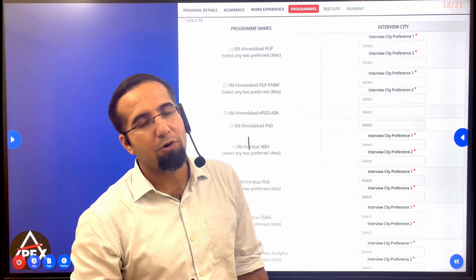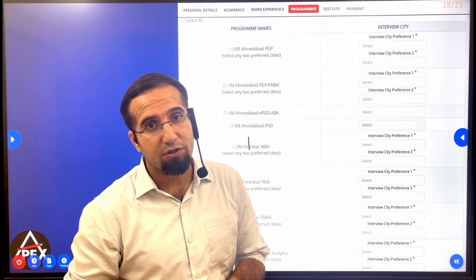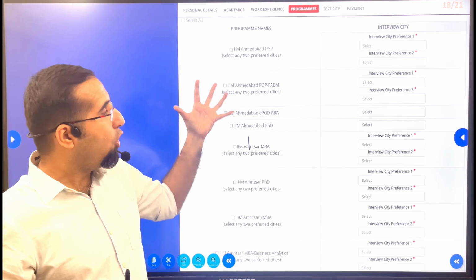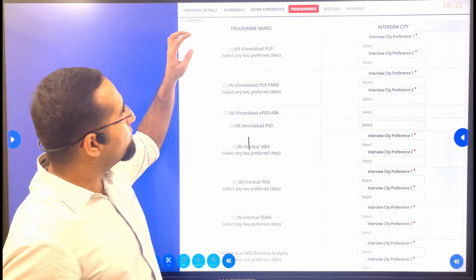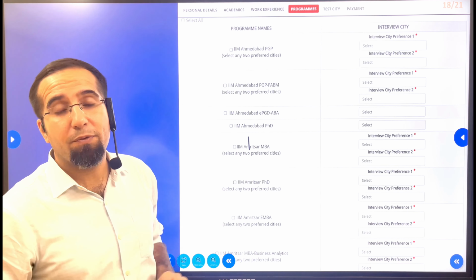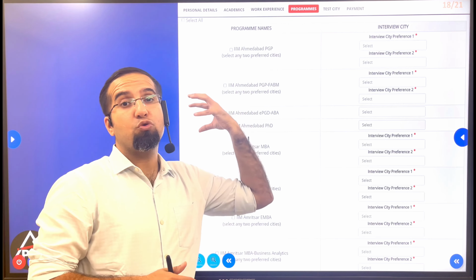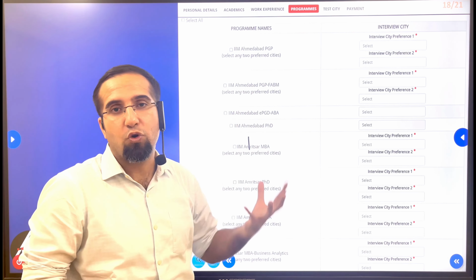Accordingly choose the interview preference, because changing the city becomes a little more difficult for us. So please do that while selecting this here, right? Select all the programs. Sometimes students ask this question: if I apply to both PGP and FABM, will they ask in the interview room why did you choose the other, or were you confused while choosing and that's why you chose both of them?